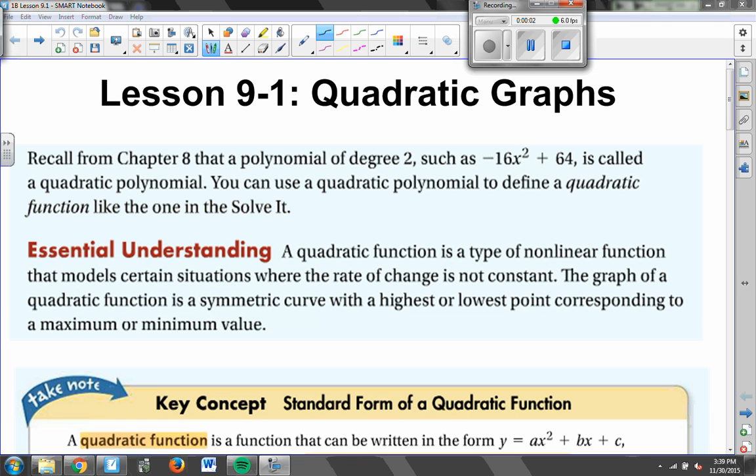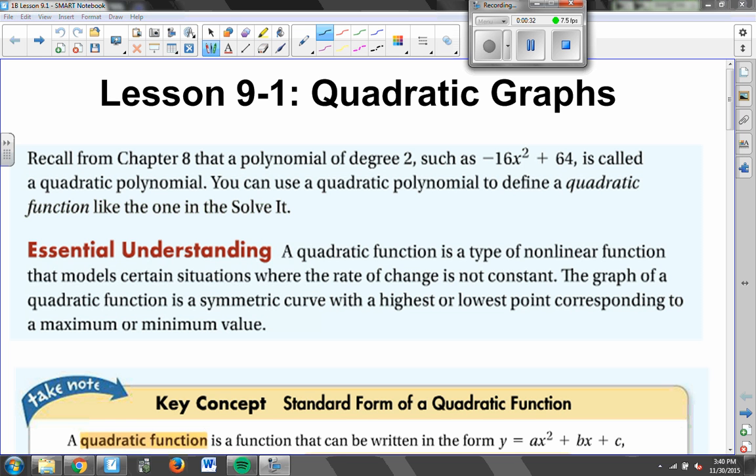All right, Algebra 1B students, welcome to part 1 of lesson 9.1, the very beginning of chapter 9. We're going to be talking about quadratic graphs, like we already got a little bit of an introduction to in our classwork today. We're going to look at quadratic graphs and their properties. And we're going to start by just reviewing what a quadratic equation is and what one looks like.